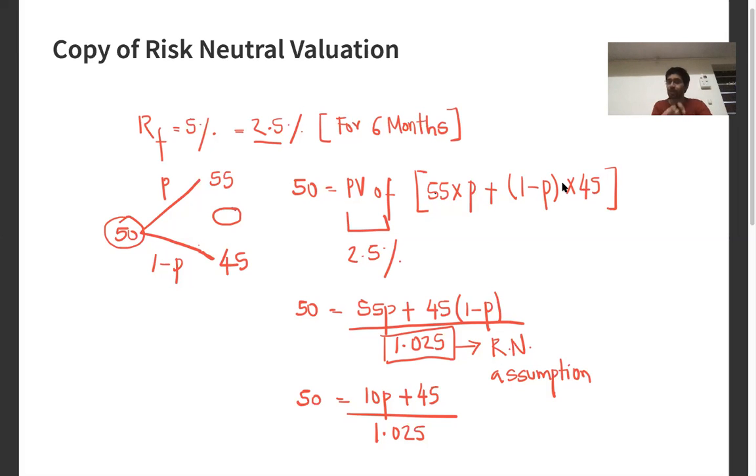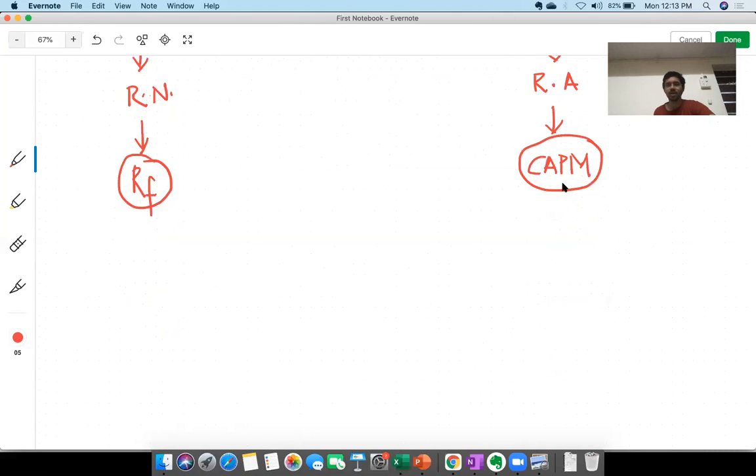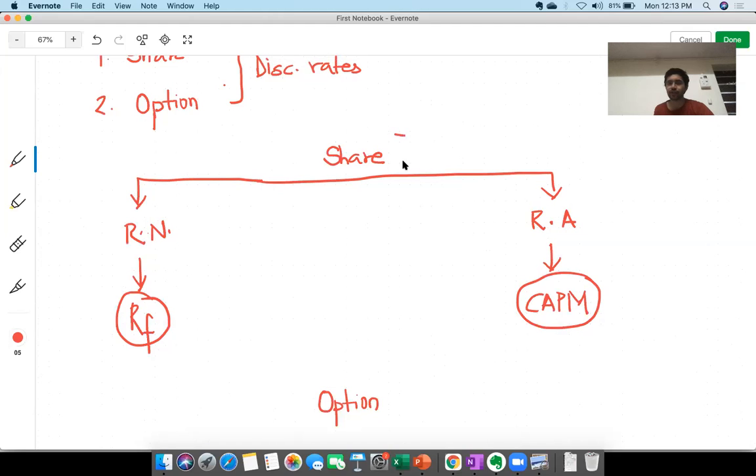Here we can actually proceed with this step even if we would have not assumed risk neutrality. We would not have faced the roadblock over here. The real roadblock is when we are going to discount the cash flows arising from an option. So after share, later on, we are going to discount the cash flows that come from an option. If I just write it down, the cash flow from a share is either 55 or 45.